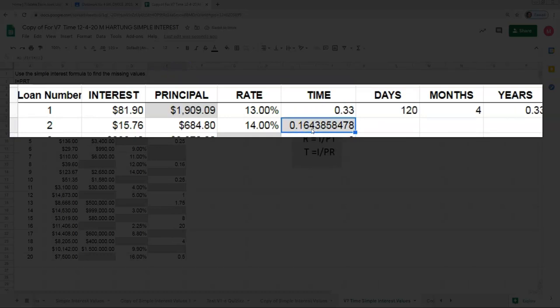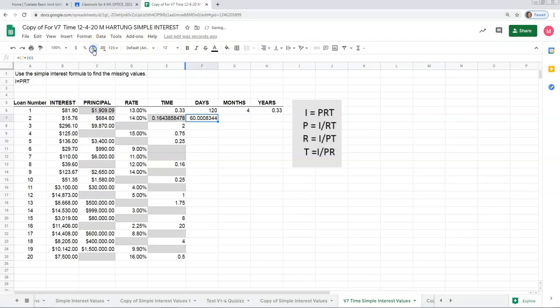Now we can see again we have a situation where time is less than 1 year. About 16.4% of a year, or 0.164. So once again, equal sign, click on our time as a fraction of a year and multiply it times the number of days in a year. About 60 days. Reduce those decimal places to round that value. 60 days.